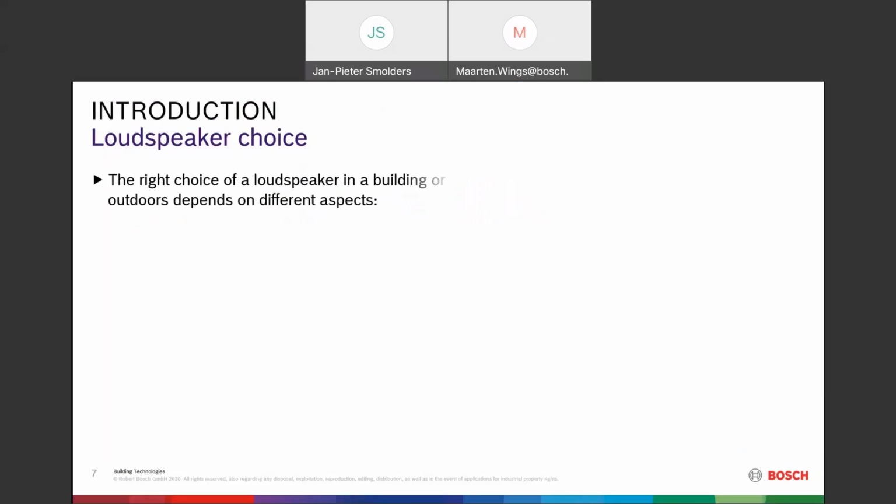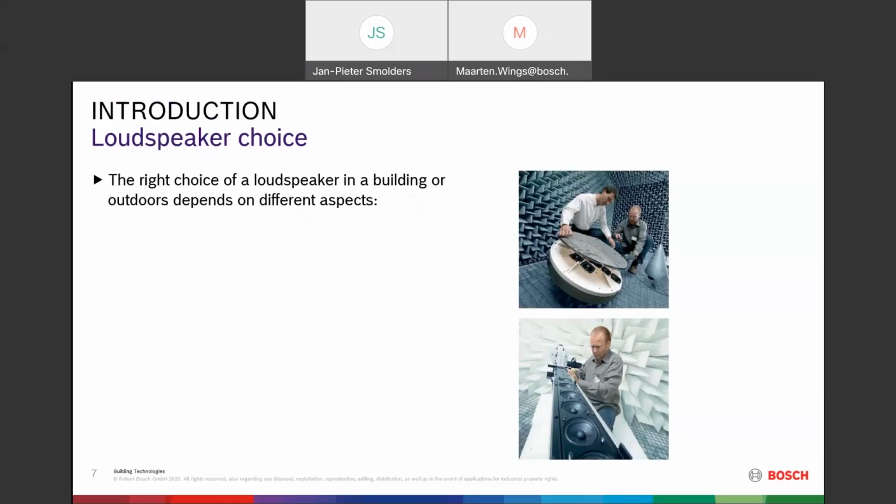So, loudspeaker choice. If you have to choose a loudspeaker, it depends on different aspects. If you use it indoors or outdoors in the field, what aspects are important? The most obvious one is the mounting position, of course. Is it in the wall, on a ceiling? So you look at the different categories we have within Bosch. The sound level is important for intelligibility. Remember we talked about noise in a room, and the fact that you have to have 10 dB sound pressure level above the noise to be intelligible enough inside that room.